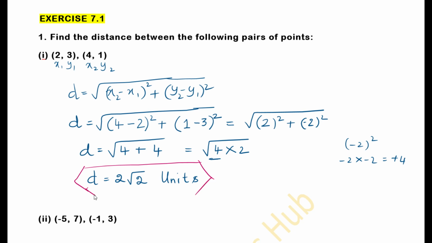Students, hopefully you have understood this problem. Now consider the point 2, 3 as x1, y1 and 4, 1 as x2, y2. Write down the distance formula. Then substitute the values x1, y1, x2, y2 and simplify. You get the distance between the 2 points.